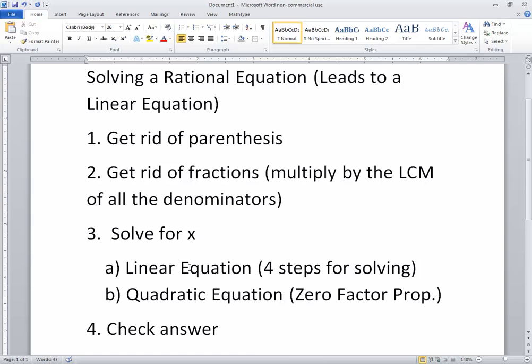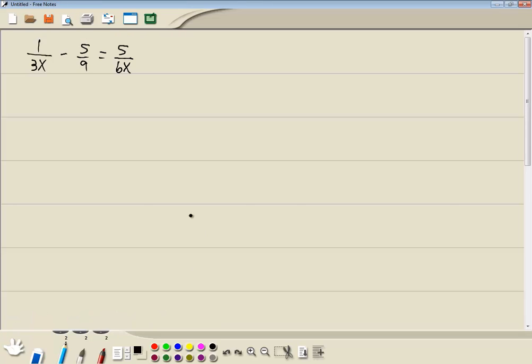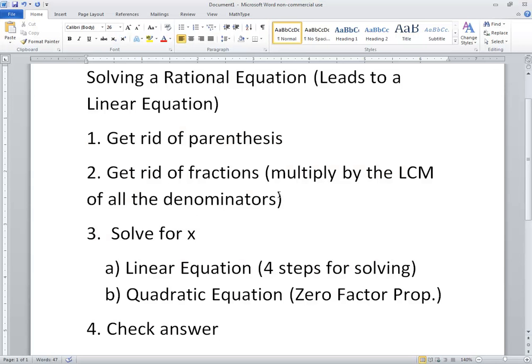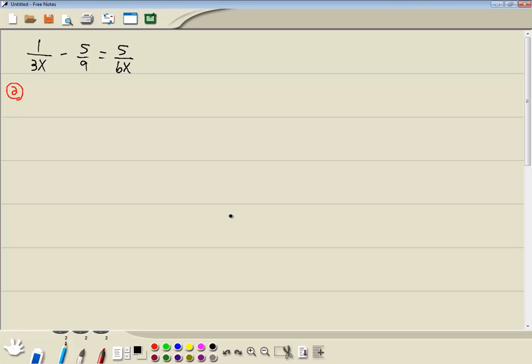Okay, so let's go through this now. Step 1. Get rid of parentheses. Don't have any parentheses. Step 2. Get rid of fractions. Multiply by the LCM of all the denominators. Well, let's talk about the numbers first. We got 3, 9, and 6. So if I find an LCM of 3, I'll put 6 first, and then 9. So 3, 6, and 9.